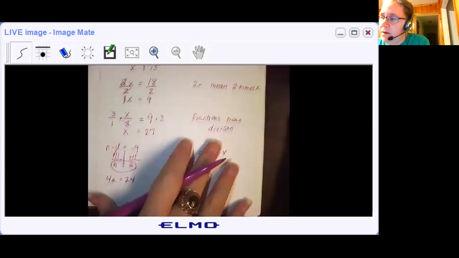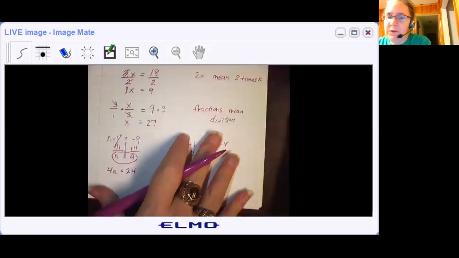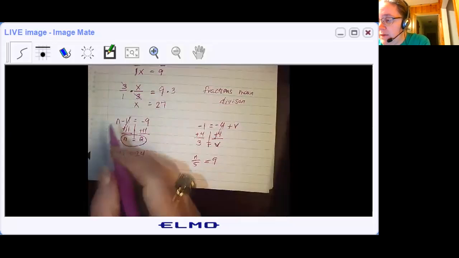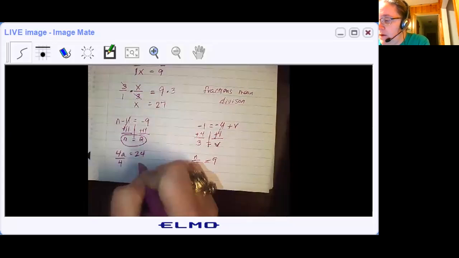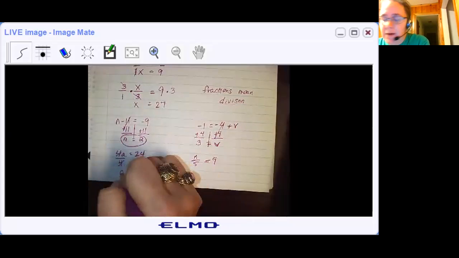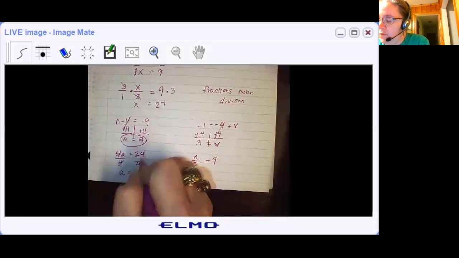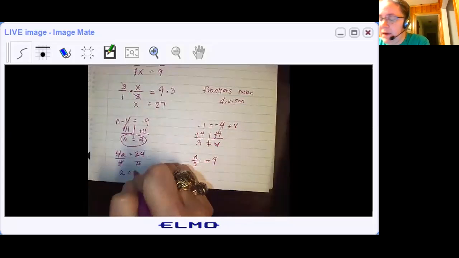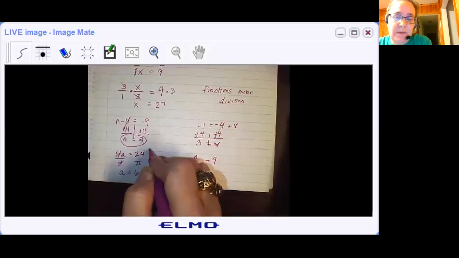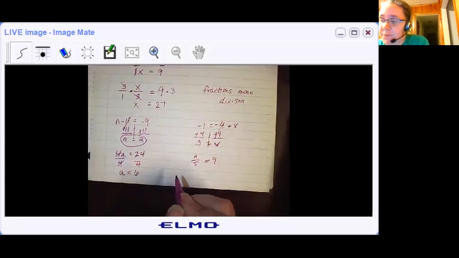Okay, next one. Oh goodness, letter beside a number. What does that mean? That means we are multiplying these two pieces together. What's the opposite of multiplying? Well, the opposite of multiplying is dividing. So 4a divided by 4 leaves the a by itself. 24 divided by 4 is 6. So 4 times 6 gives me 24, and based on my math facts, that's correct.